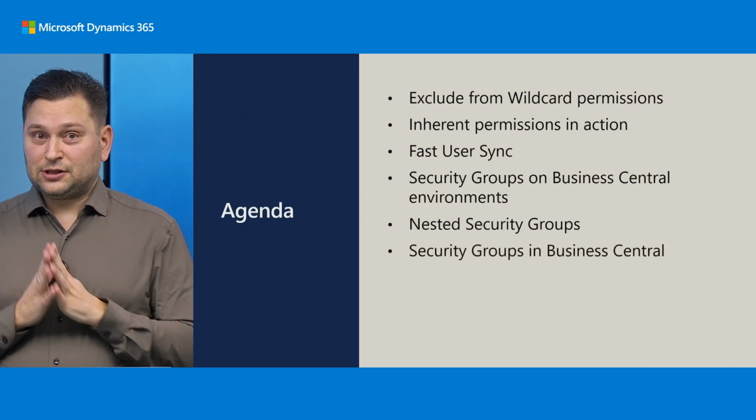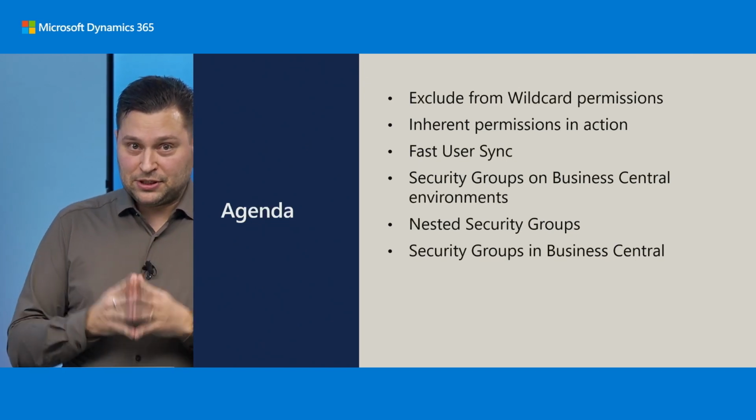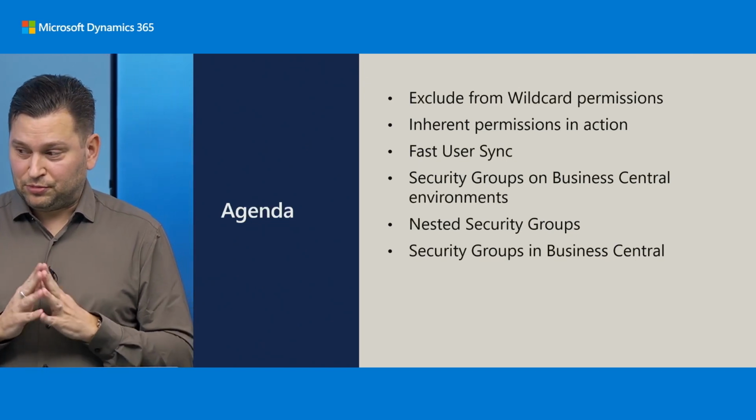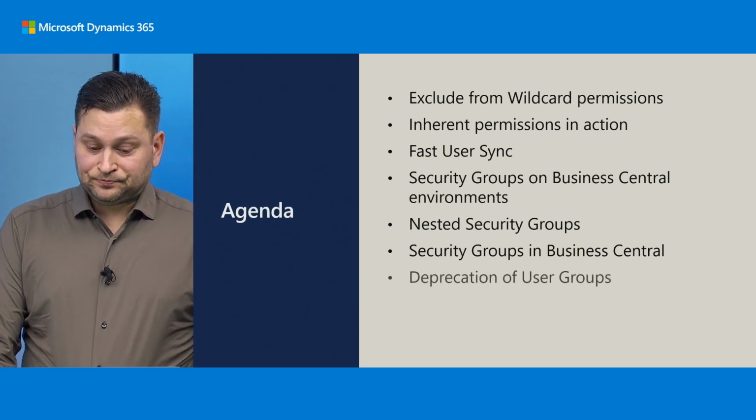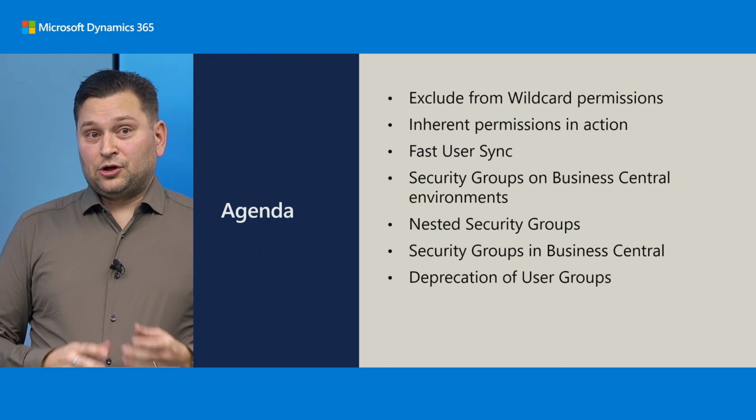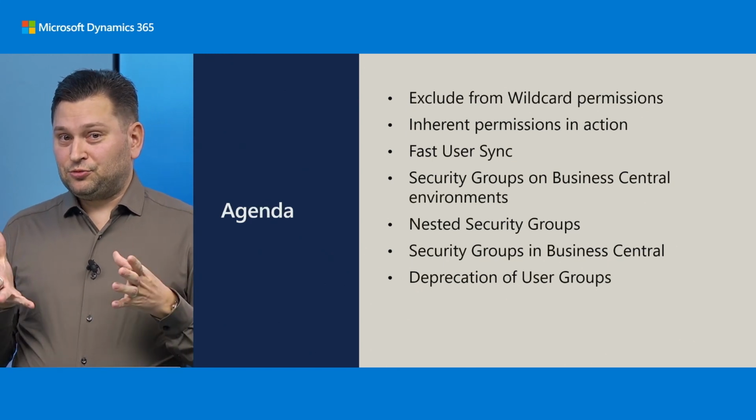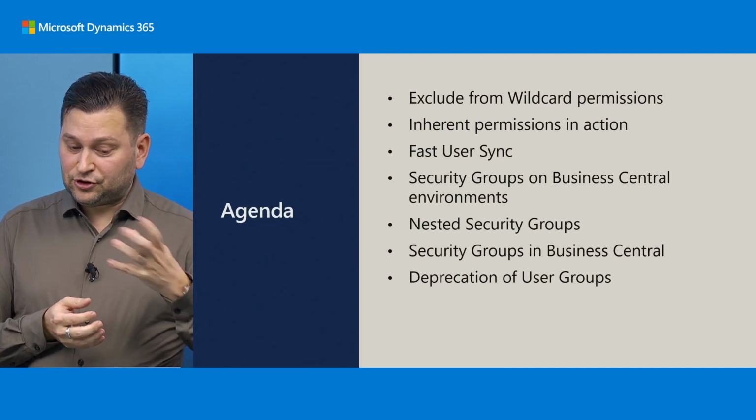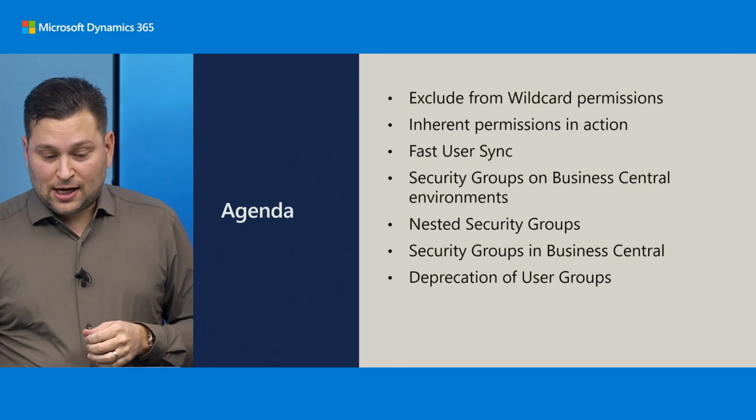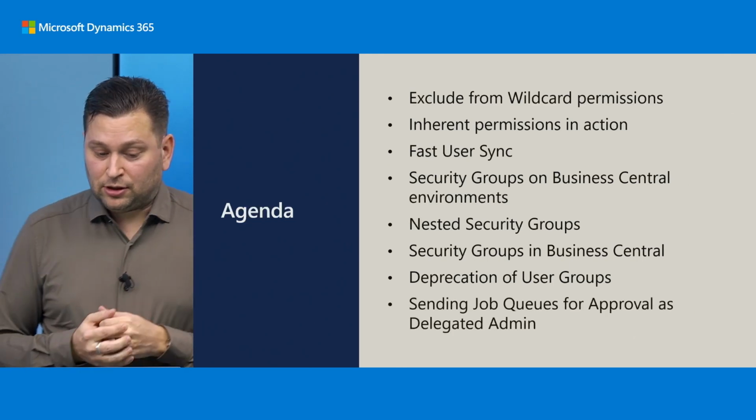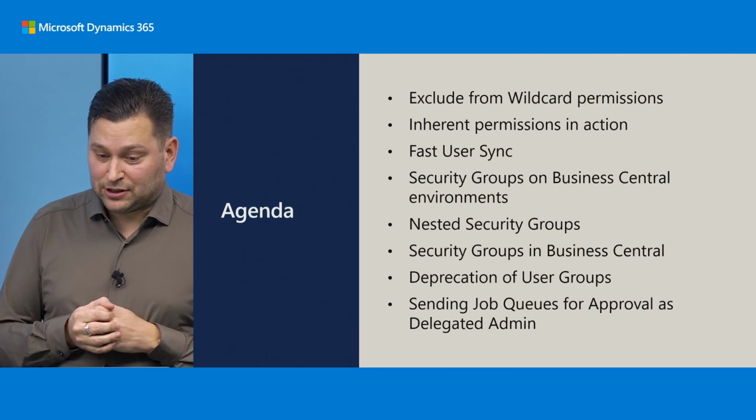And then comes probably the star of this presentation, which is security groups in Business Central. You can now use security groups in Business Central, which is really a great new capability for administrators. And then we're going to show you how we deprecated user groups, because these user groups now won't be needed anymore after we have security groups and composable permissions. And then very briefly, we're going to touch upon the capability of sending job queues for approval as delegated admins.